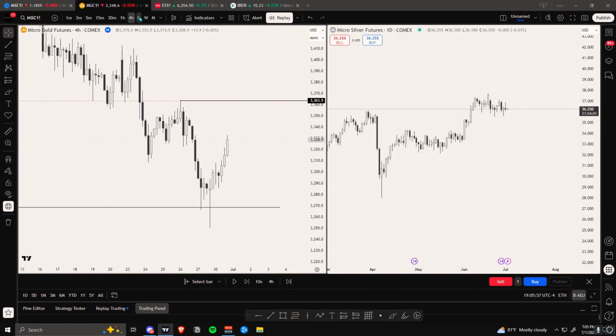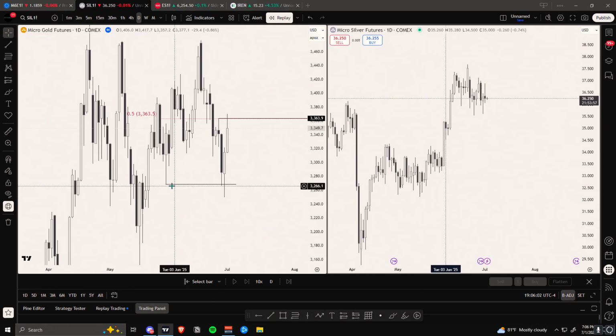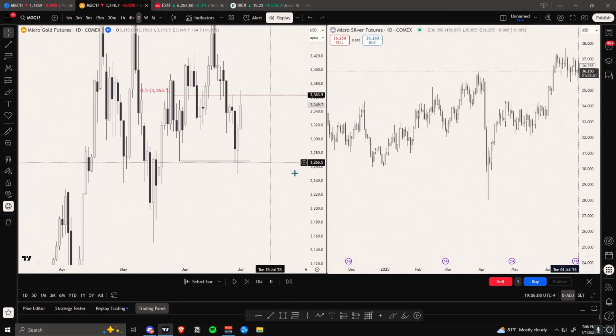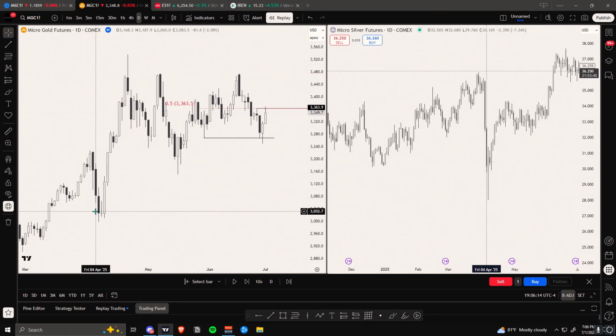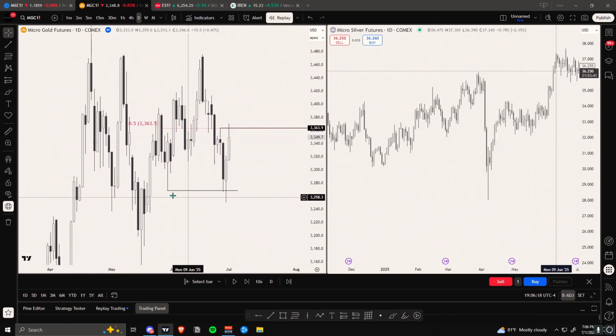And if you look at the daily on silver as well, there was, I believe, SMT. Yeah, there's a bunch of SMT down here, and you can see here's this low, April 25th, and then there's the April 25th low. So there's a bunch of SMT everywhere, but most importantly between these lows, right?